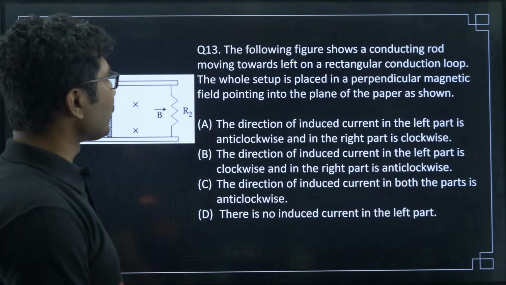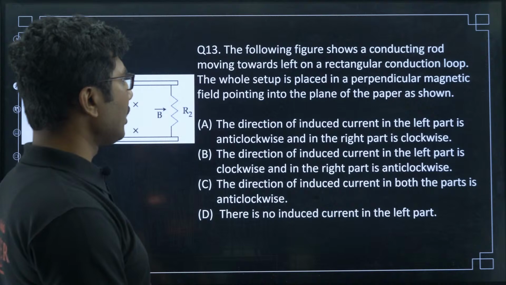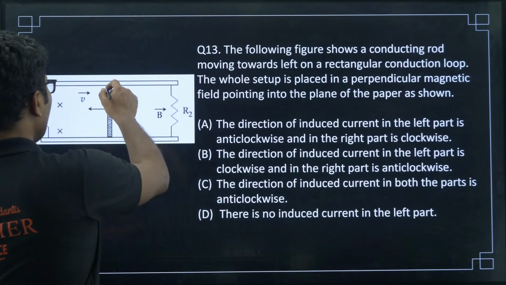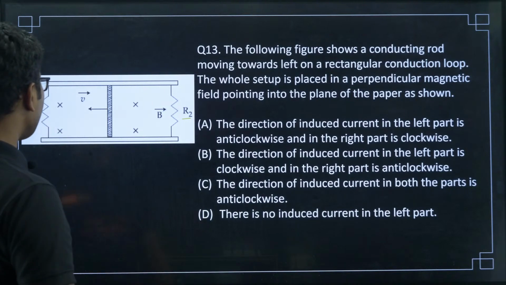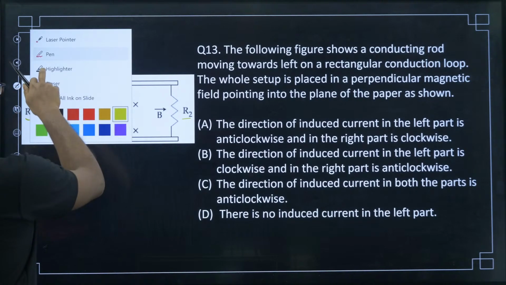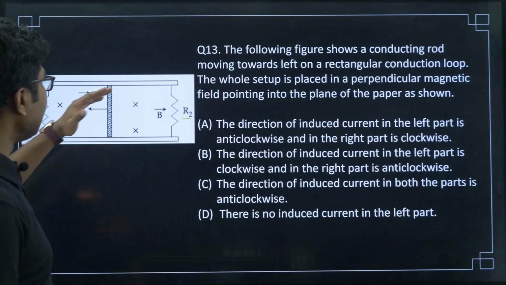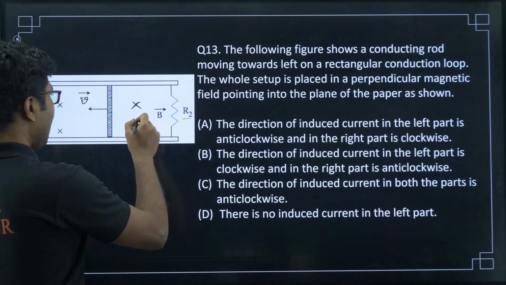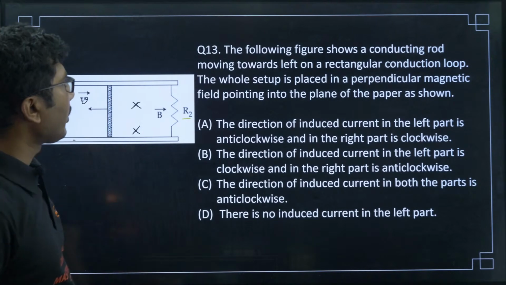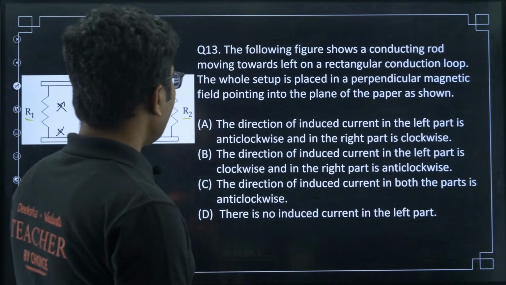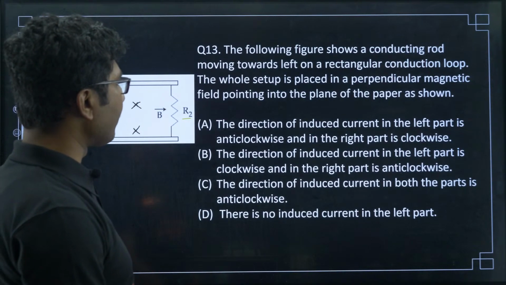The following figure shows a conducting rod moving towards left on a rectangular conduction loop. Okay. So, this is a loop, conduction loop, and it is passing. Here we have resistance R1, resistance R2, the velocity is given here V and it is B, okay, and it is into the page of the paper. So, cross means into the page of the paper. The whole setup is placed on a perpendicular magnetic field pointing into the plane of the paper as shown.